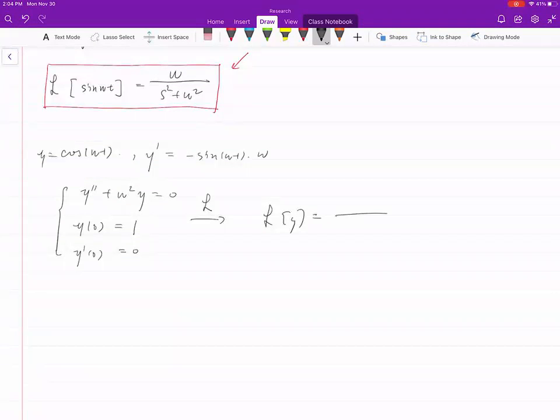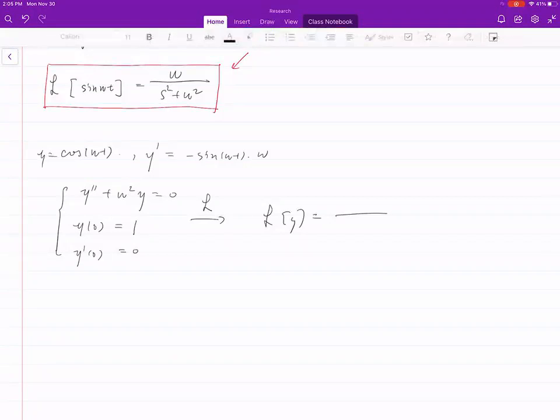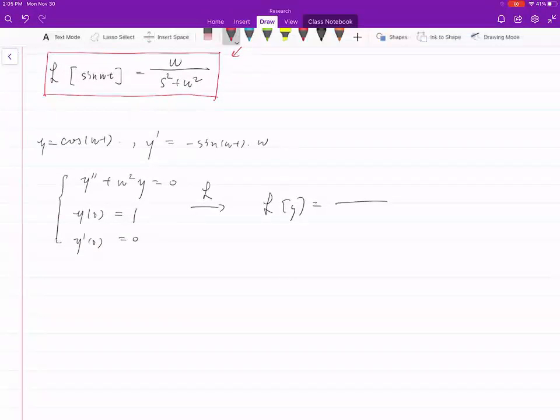Try it by yourself, and we will give you the answer next time. So you're looking for this. That will be the Laplace transform of cosine. Okay, that will be all for today.